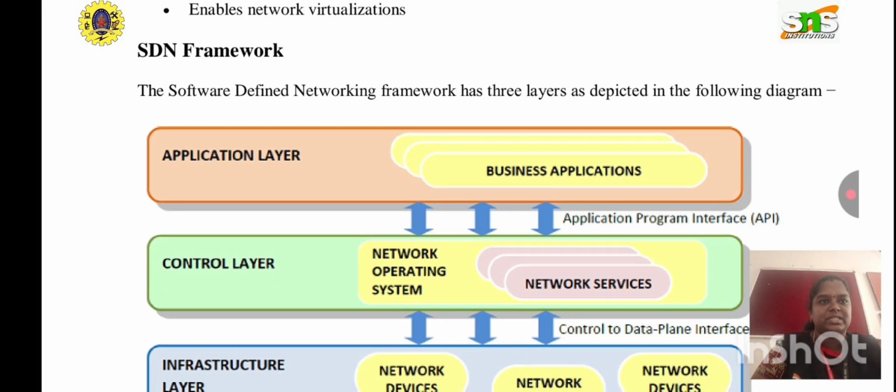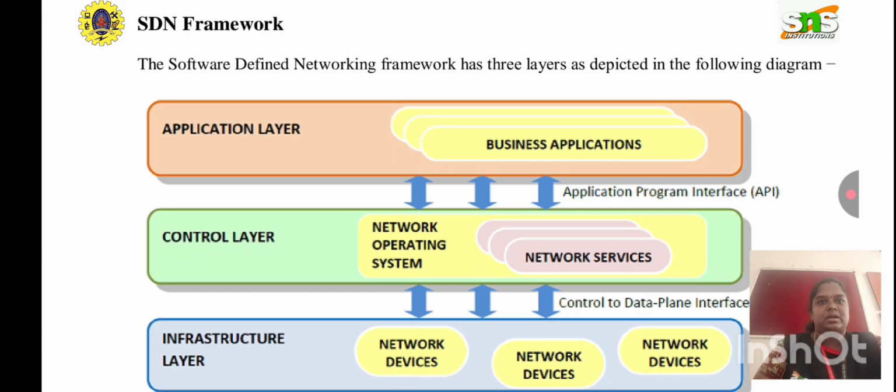The SDN framework has three layers: the application layer, the control layer, and the infrastructure layer. The application layer holds business applications, the control layer holds the network operating system and network services, and the infrastructure layer is the network devices. Through the application layer, the API is used for exchanging data, and the control plane interface exchanges data from the infrastructure layer to the control layer.